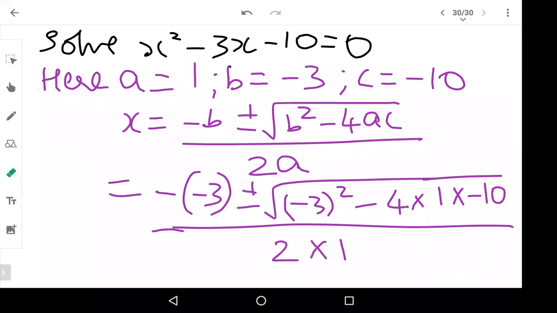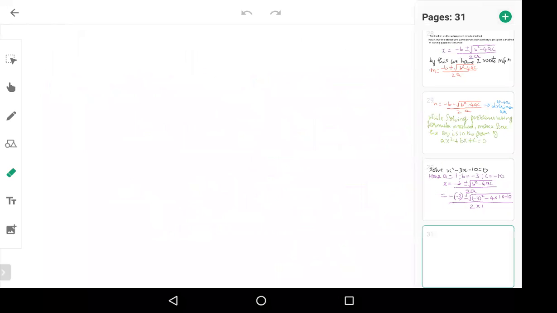So what it means is you have to be very, very careful while simplifying such problems because multiplication of the signs is involved. So be very, very careful and do it properly. So let us go and solve it.